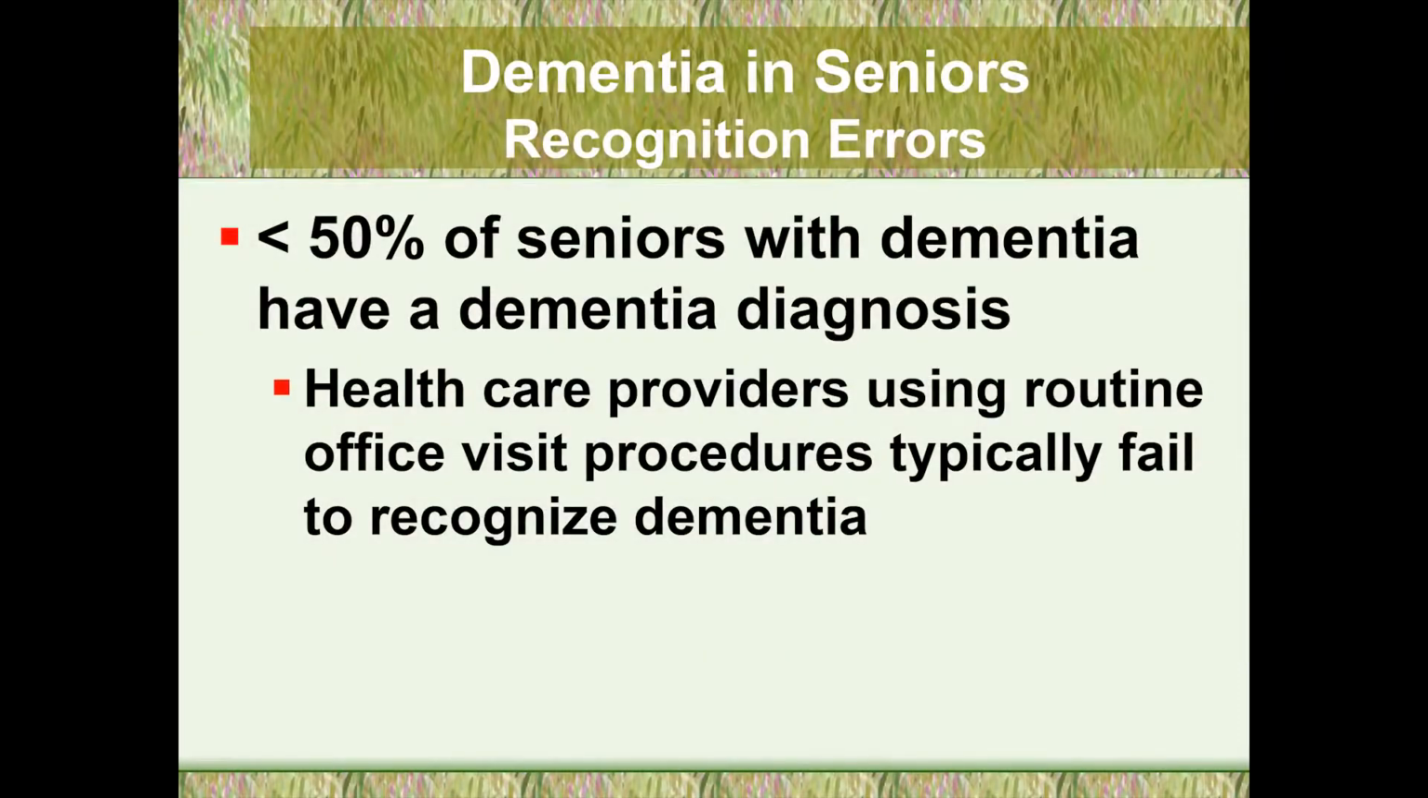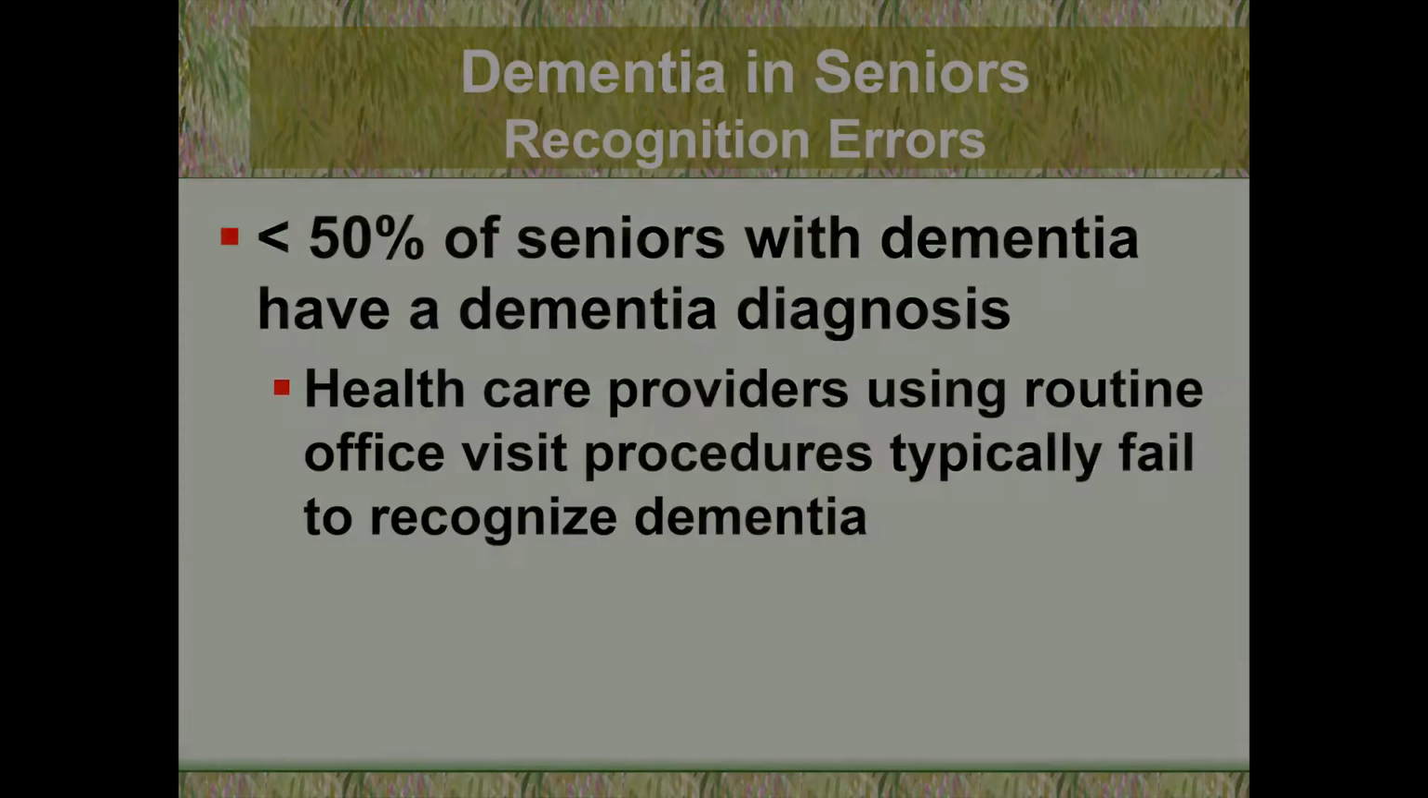Now, here's what really relates this subject to financial abuse. Less than half of seniors who have dementia have a dementia diagnosis. So there's a lot of people out there walking around who do have dementia and have never been diagnosed. And if you look at their medical records, as I do when I evaluate them, there's no evidence of it. So routine health providers using routine office visit procedures will miss the diagnosis.